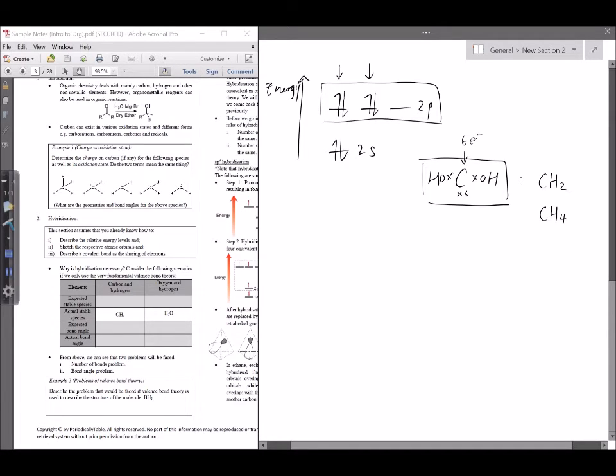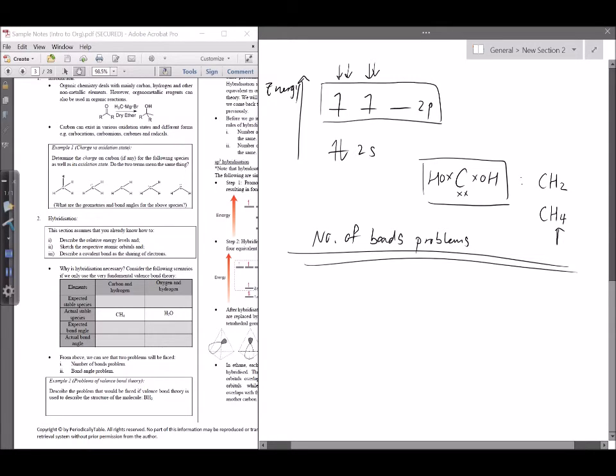But how can CH4 form when carbon only has 2 lone electrons? There's not enough electrons to share to form 4 bonds with hydrogen. So it's actually not possible to form CH4 just by using the valence bond theory. Okay, so this is the first problem that you face, which I will call the number of bonds problem from now on, because it can't explain the number of bonds for CH4. So we call it the number of bonds problem.